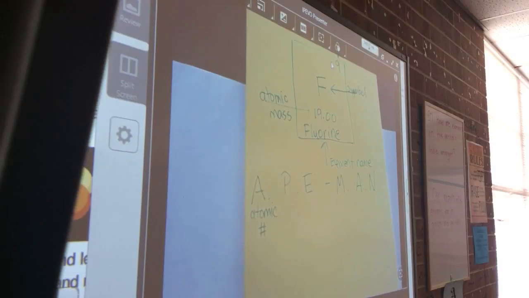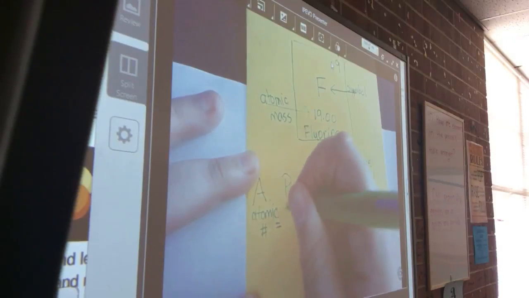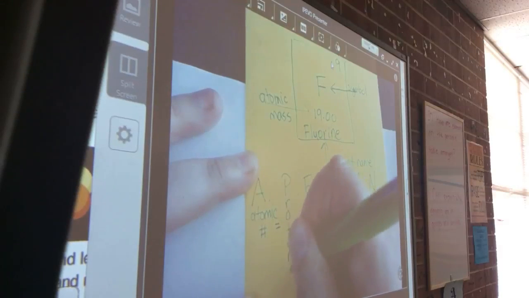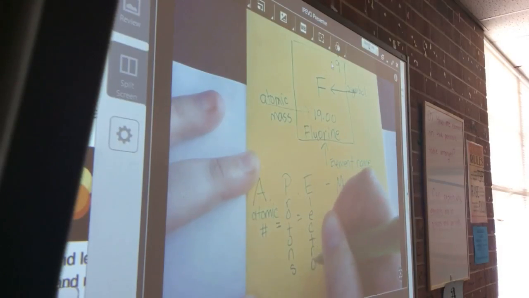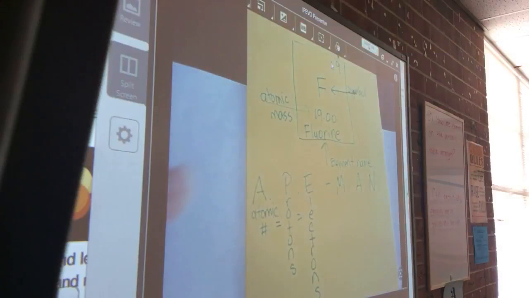Does anybody remember what the atomic number means? If I have an atomic number of 9, what subatomic particle does that tell you it is? Neutrons, electrons, or protons? Protons. So you can guess what the P stands for. Atomic number equals protons, which also equals electrons, because we like to be balanced. We like to have the same number of positives as negatives. We like to equal out. So atomic number equals protons, which equals electrons.